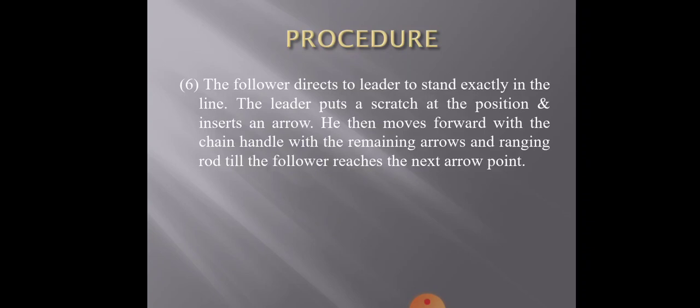The follower directs the leader to stand exactly in the line. The leader puts a scratch at the position and inserts an arrow and pegs used for the marking. He then moves forward with the chain handle with the remaining arrows and ranging rod till the follower reaches the next arrow point.